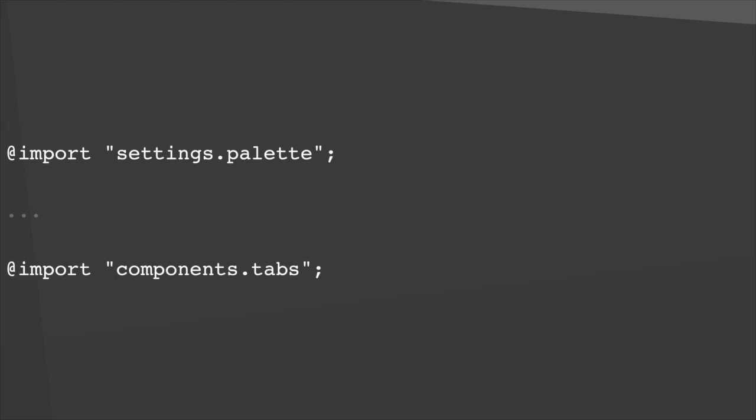So it was for this project that I used a theme palette. And theme palettes look a bit like this. So we've got a settings file again, settings.palette, and then a number of lines of Sass later, we import the components.tabs again. Now, settings.palette.scss just contains a big raft of variables, tons of variables. This file would not produce any CSS.